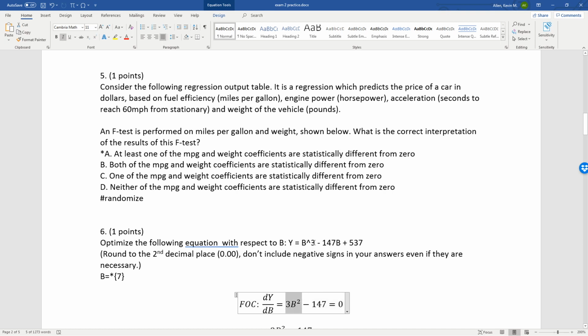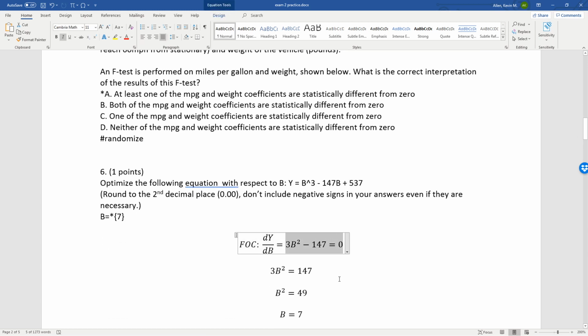3b squared, bring the b down, subtract 1 from the exponent, minus 147. The derivative of b with respect to b is 1, so you're just left with 147 here. And then this constant falls out because it doesn't change with respect to b, so this just becomes 0. So this is our first order condition. 3b squared minus 147 equals 0. 3b squared equals 147. Just move that to the other side. Divide each side by 3. We'll get 49. And then take the square root of both sides of 49.